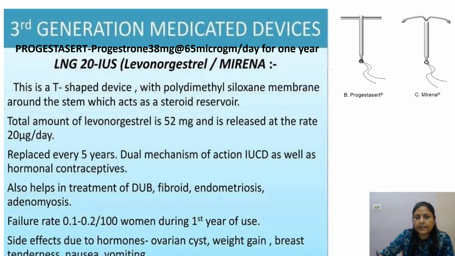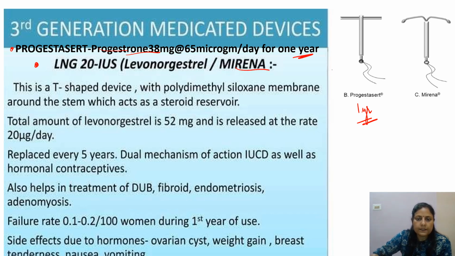Next, third generation medicated devices. Third generation include progestasert and Mirena or levonorgestrel. Progestasert, it consists of the progesterone. This progestasert is also a type of third generation intrauterine contraceptive device. The content inside it is progesterone, and it provides contraception for 1 year after insertion.